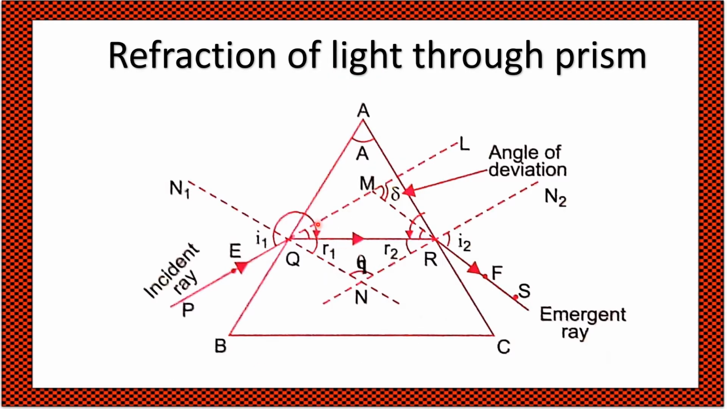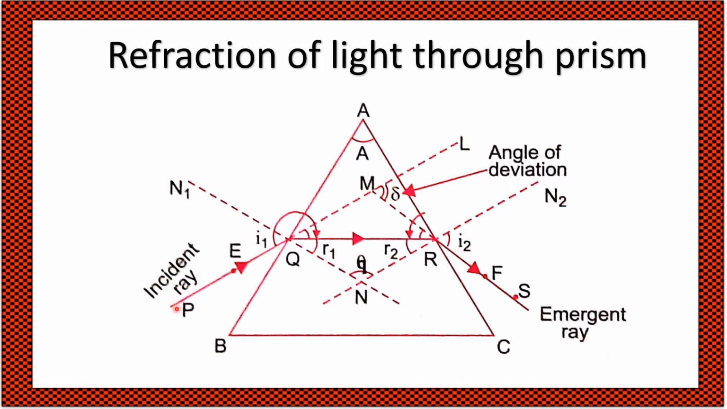See here, the principal section ABC of a prism is shown and angle A is the angle of the prism, or we can say angle BAC is the angle of prism. A monochromatic ray of light PQ. Monochromatic ray means a ray of light having a single wavelength, or we can say a single color ray of light.